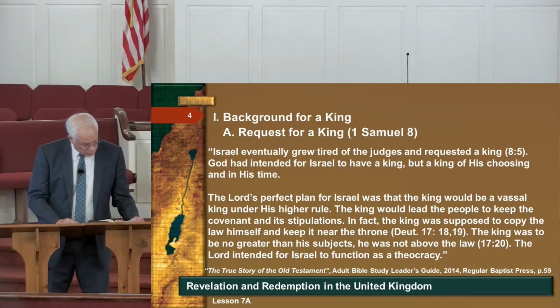And he will take your fields and your vineyards and your olive yards, even the best of them, and give them to his servants. And he will take the tenth of your seed and your vineyards and give to his officers and to his servants. And he will take your menservants and your maidservants and your goodliest young men and your asses and put them to his work. And he will take the tenth of your sheep, and ye shall be his servants.